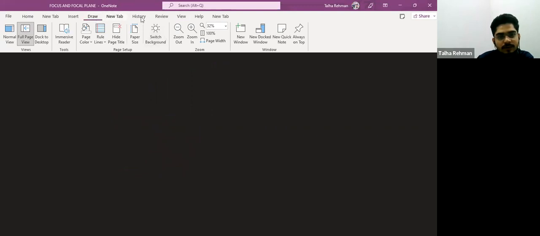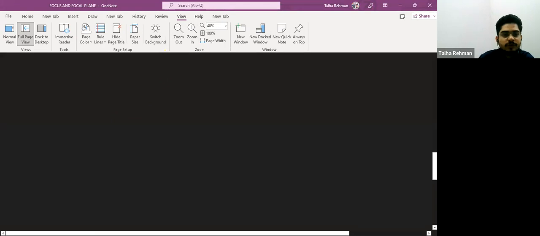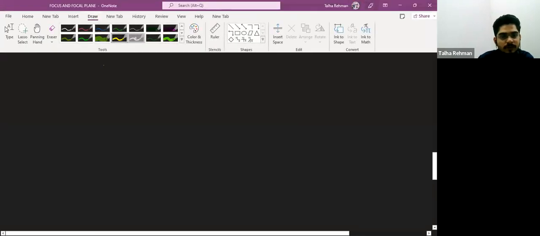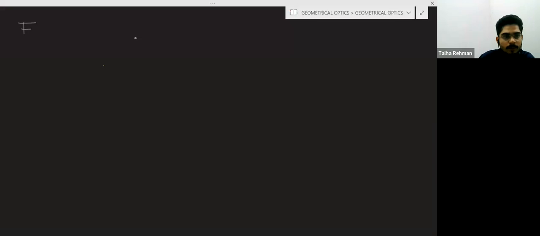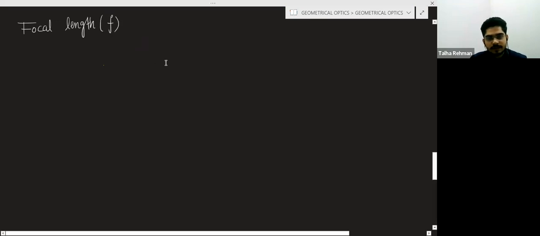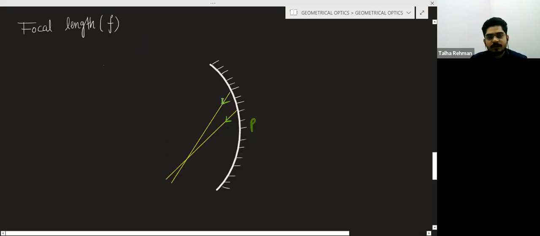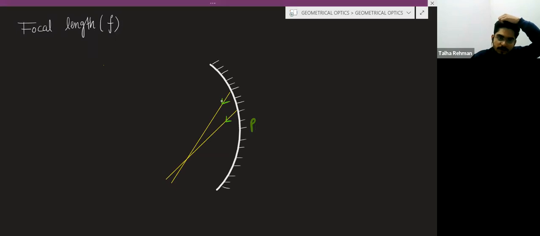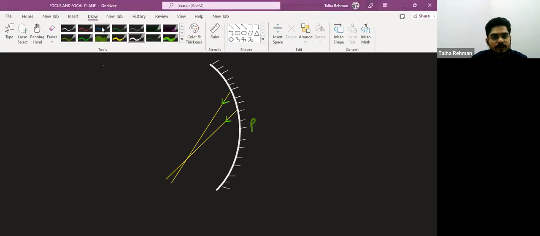Okay, so after this, now one topic I will discuss here, that is focal length. I have not discussed what is focal length, so you should know what is focal length. This focal length is represented by small f. So what is focal length? Basically, the distance between the pole and the focus is the focal length.